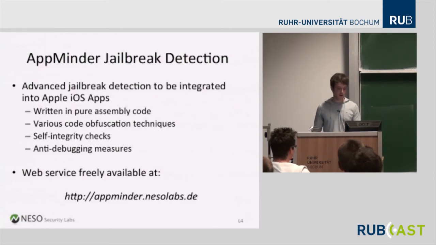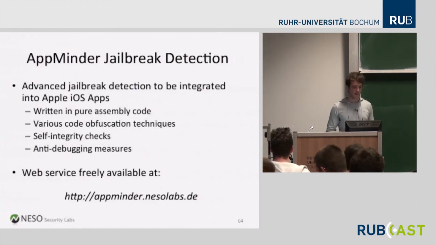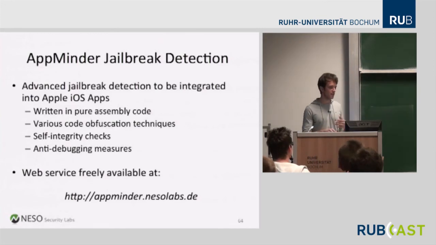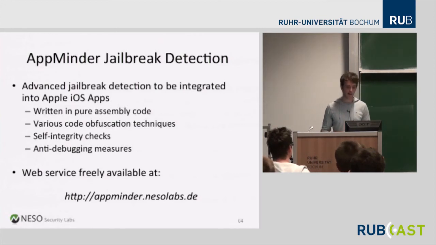How could one do it better? That is the question. So we researched techniques for some advanced jailbreak detection to be integrated into iOS apps and developed AppMinder. AppMinder is not written in C and not written in Objective-C, as this can easily be bypassed. So we wrote it in ARM assembly and put in various code obfuscation techniques, self-integrity checks, and anti-debugging measures.